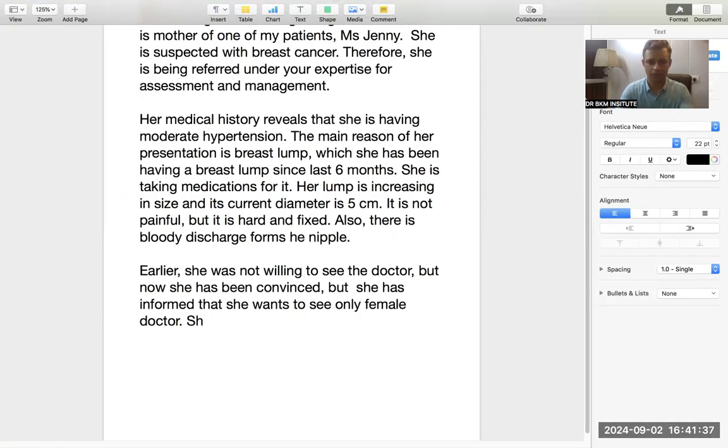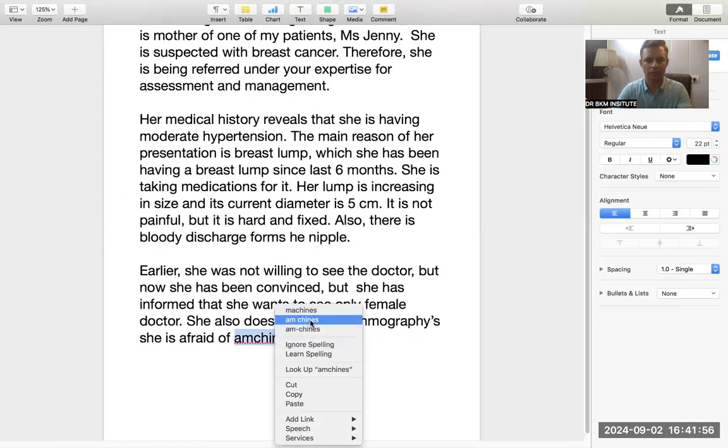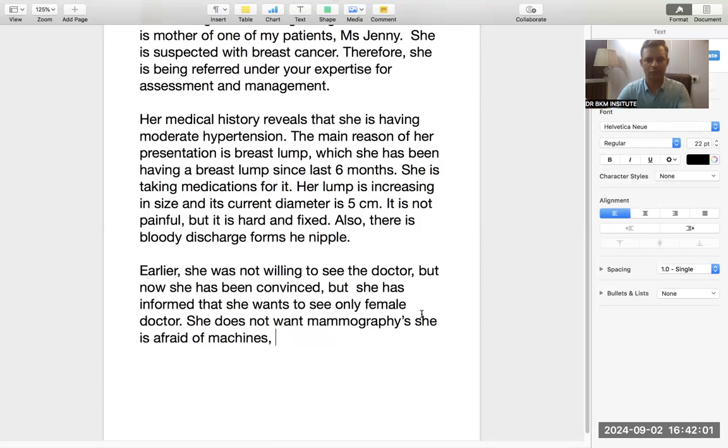She also is afraid. She also does not want mammograph as she is afraid of machines. Just write what is given. Don't overtry. And also worried about, she does not want mammograph as she is afraid of machines and is worried about chemotherapy and radiotherapy as well.